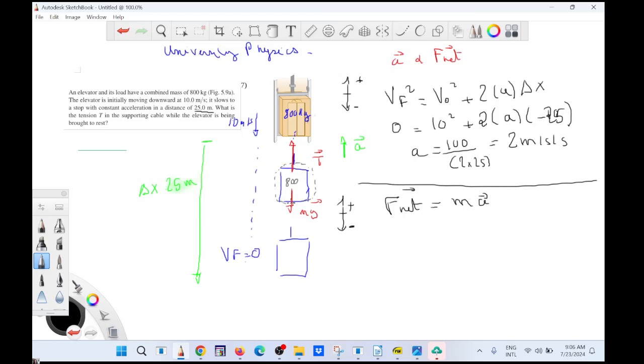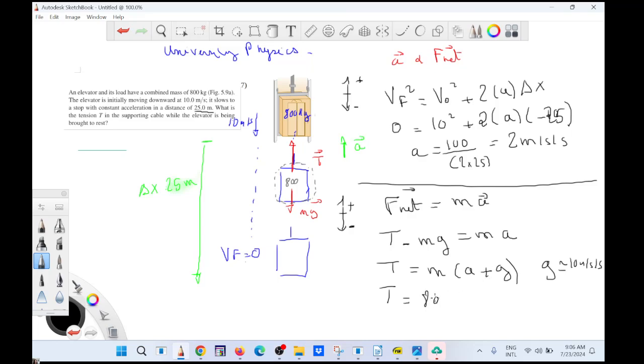So the forces here: you have the tension minus the weight equals mass times acceleration. So the tension equals mass times (a plus g). And g, let's say it's 10 to make things easier. The tension has to provide the deceleration, but also has to fight against gravity. That's why you have a plus here.